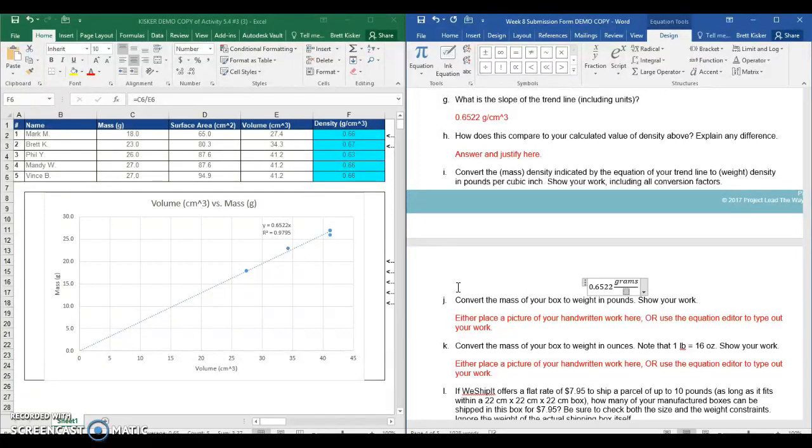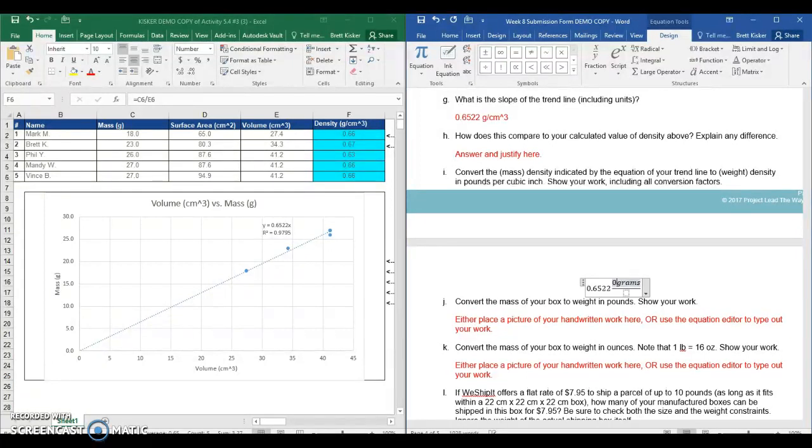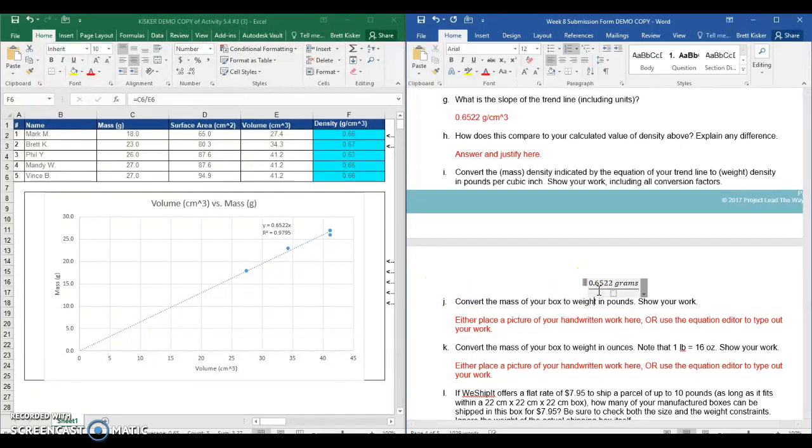Okay. Now I don't like how this sets up. I'm going to change a little bit. 0.6522, I want it to be on top of the fraction. And what I'm going to start with then here is 0.6522 grams for every 1 cubic centimeter. And every time I hit space, that adjusts in superscripts for me.